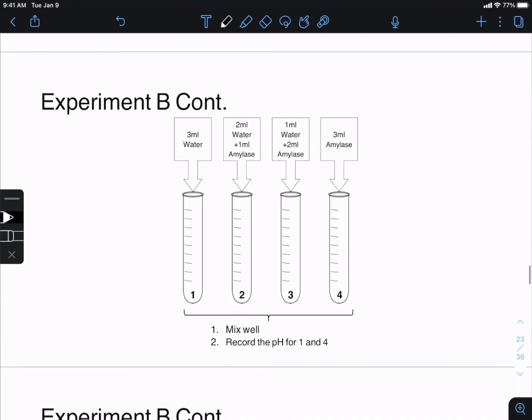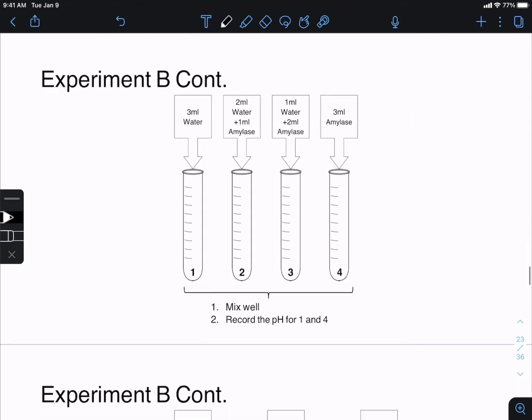Now you're going to gather another 8 test tubes. Again, make sure you label them with your initials and with numbers. In one of these test tubes, you're going to put just plain old water, nothing fancy, just water. In one of these test tubes, you're going to put a little bit of water, so 2 milliliters. Another test tube, 1 milliliter, and the third test tube, no water at all.